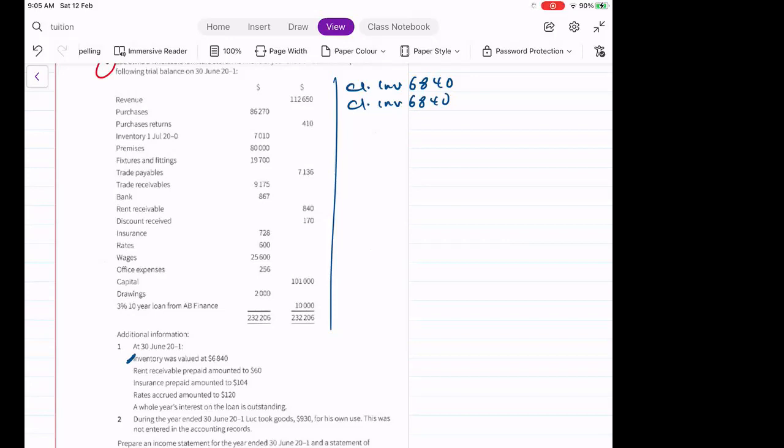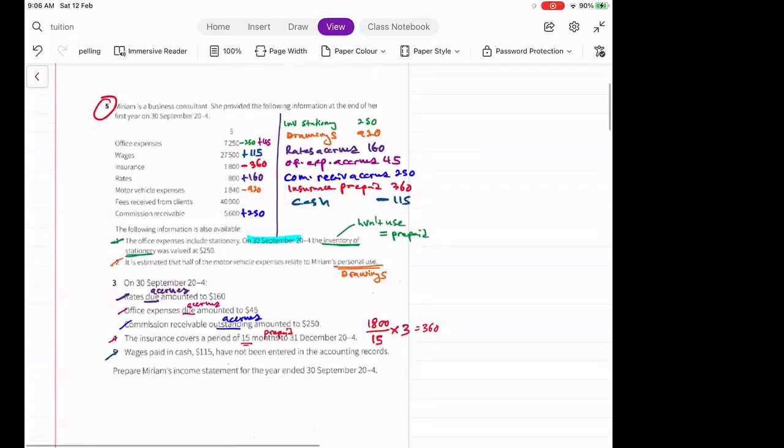Once you're done, WhatsApp me your answer. Sir, this one must prepare income statement, right? No need. You do like this only. Only the first step. This one plus what are the new items, that's it. Okay. No need to prepare the answer.